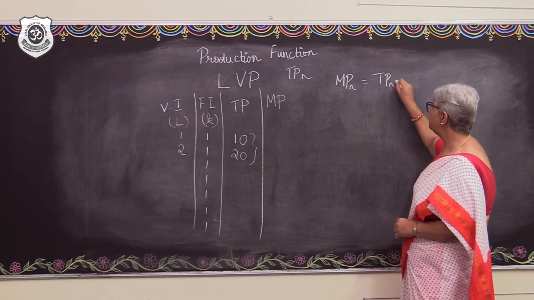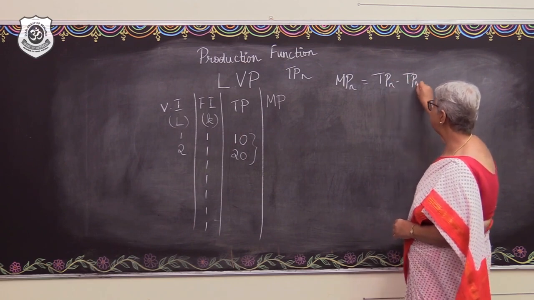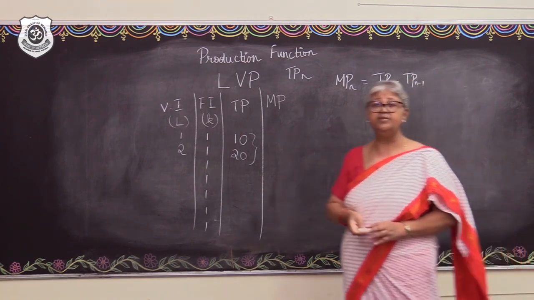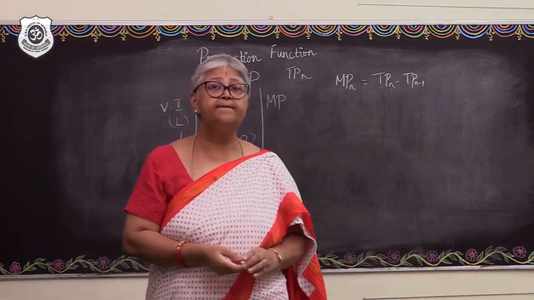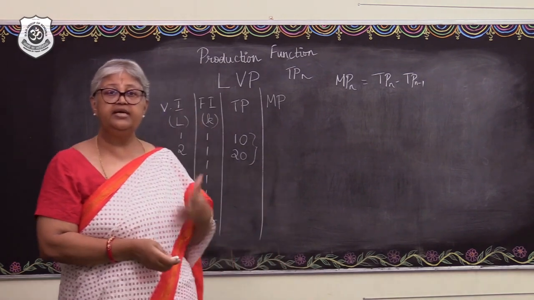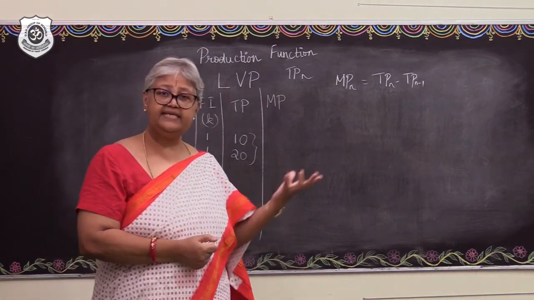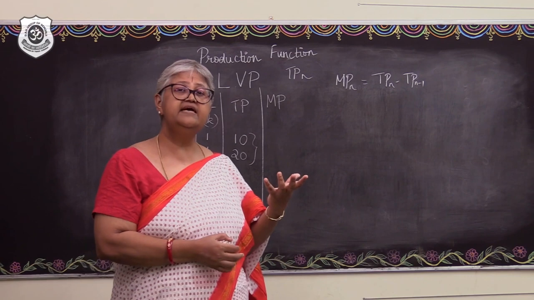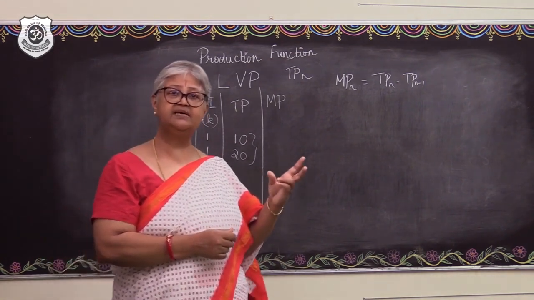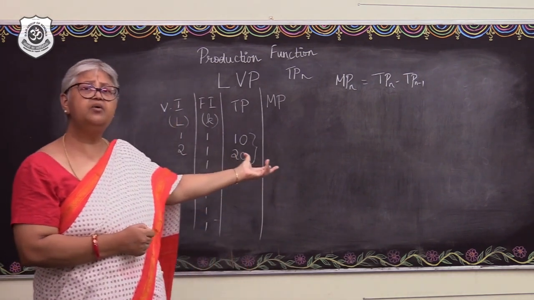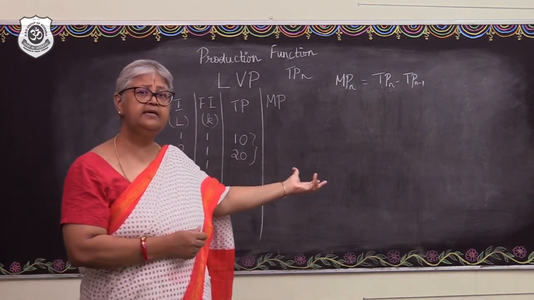The TP(n) minus TP(n-1). Now this is very, very familiar to you from your utility theory. You know that the total utility and the marginal utility are very much related. Marginal utility is the utility of the additional unit of consumption. A similar topic we are discussing here in the production function.